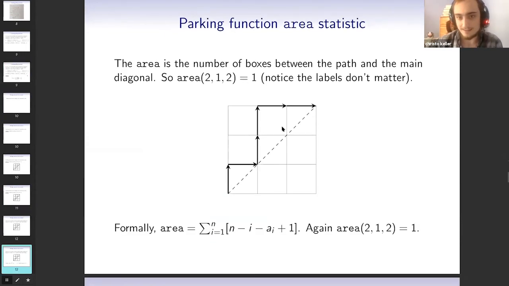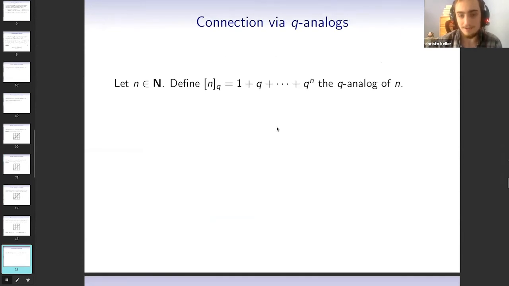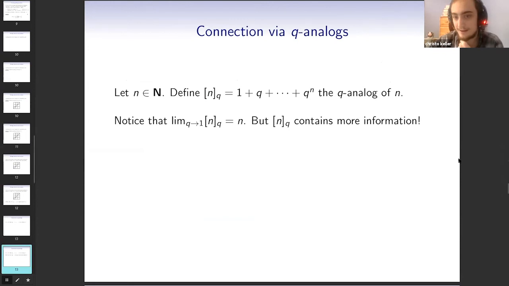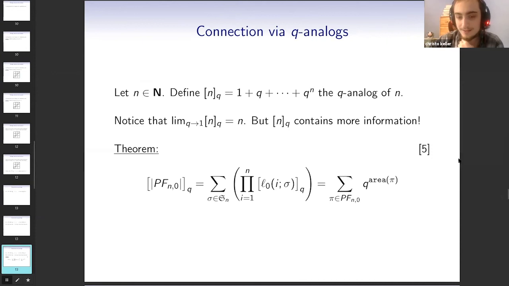So we have this area statistic, and we're going to have the q-analogs of numbers defined this way. The q-analog is a polynomial with n terms corresponding to the number n, which when you take the limit as q goes to 1 gives you n, while retaining more information about whatever you're talking about. So in this case, the product of the q-analogs when k equals 0 is the sum over the parking functions of q to the area. That's what I meant when I said something like that is what we were going to come out with in a second.